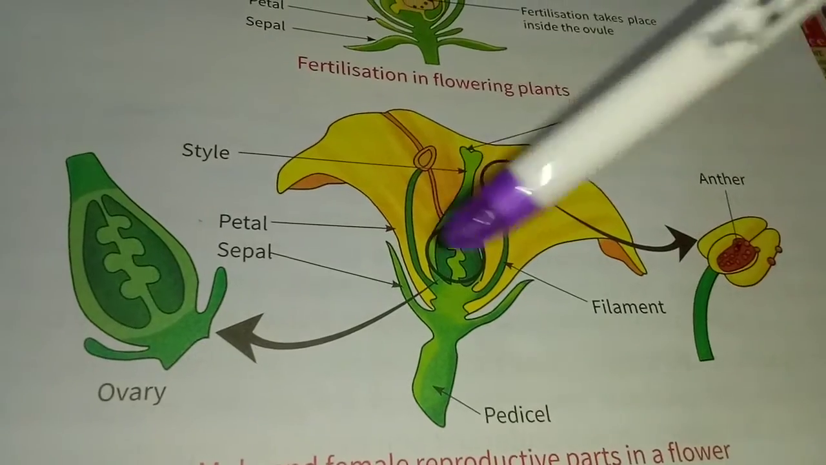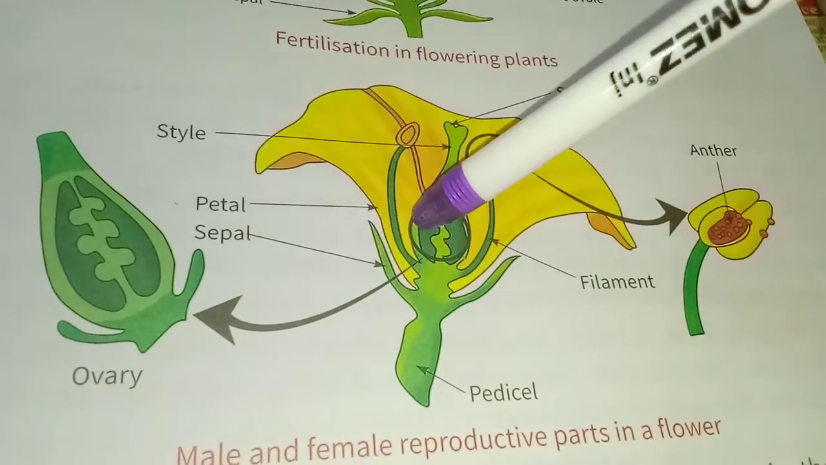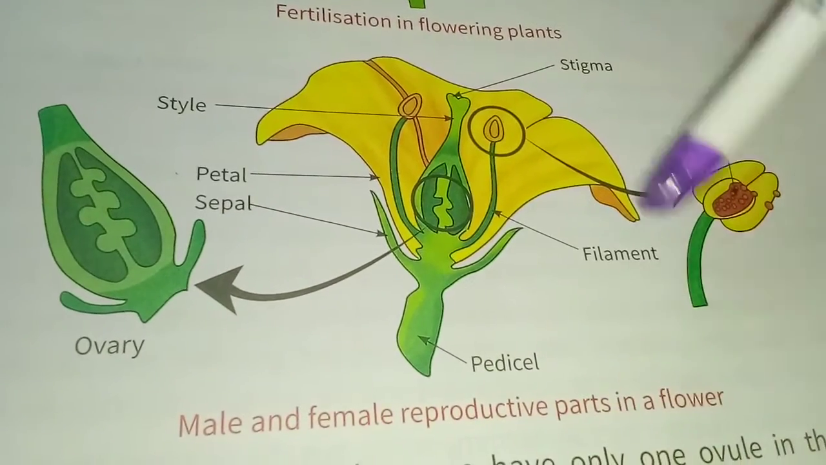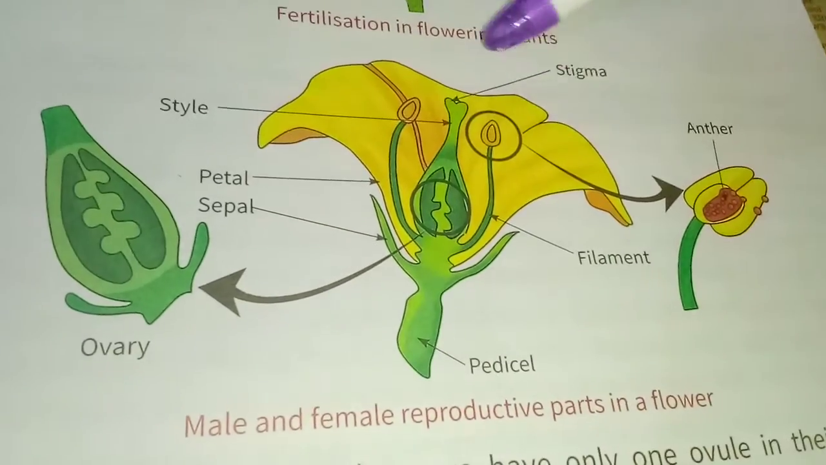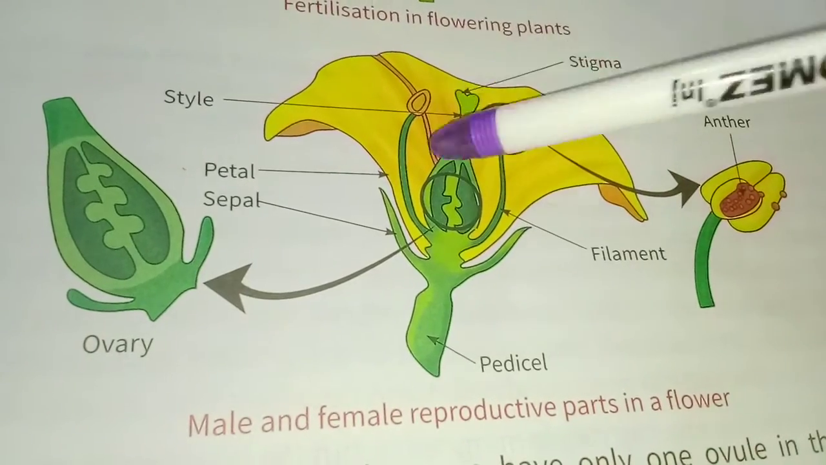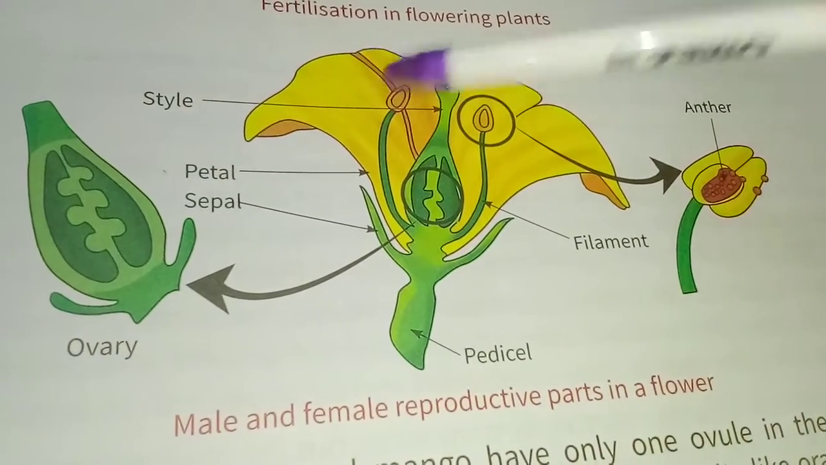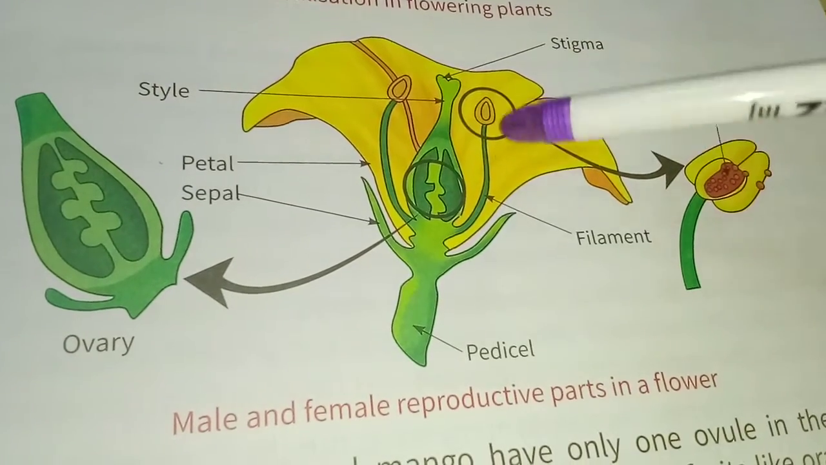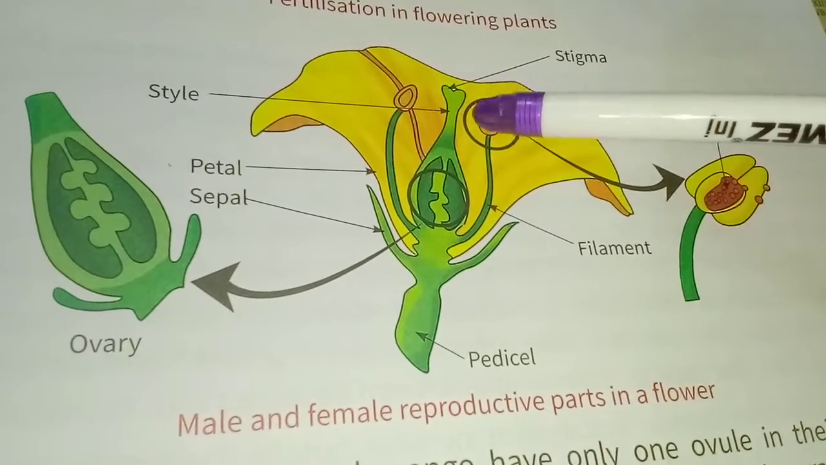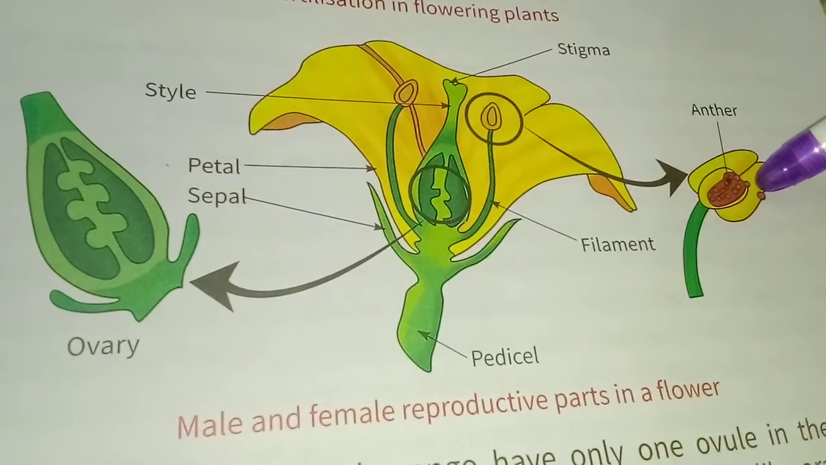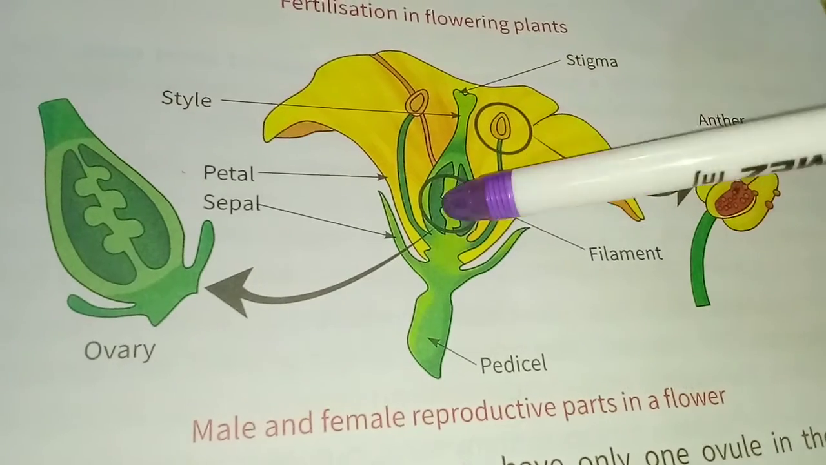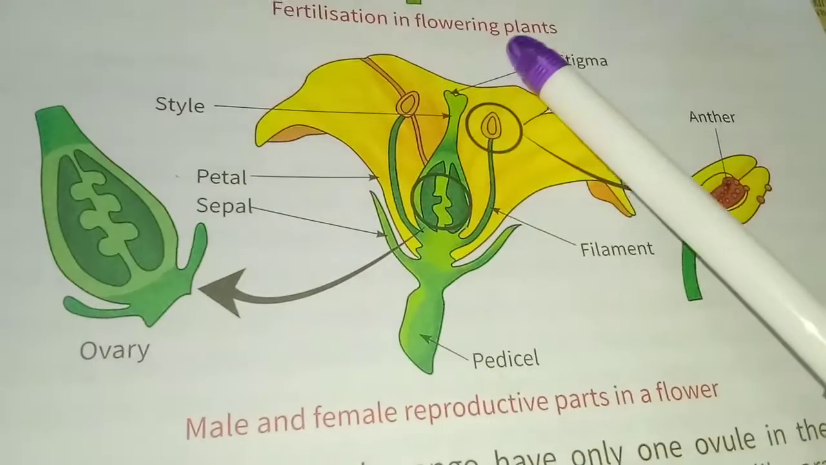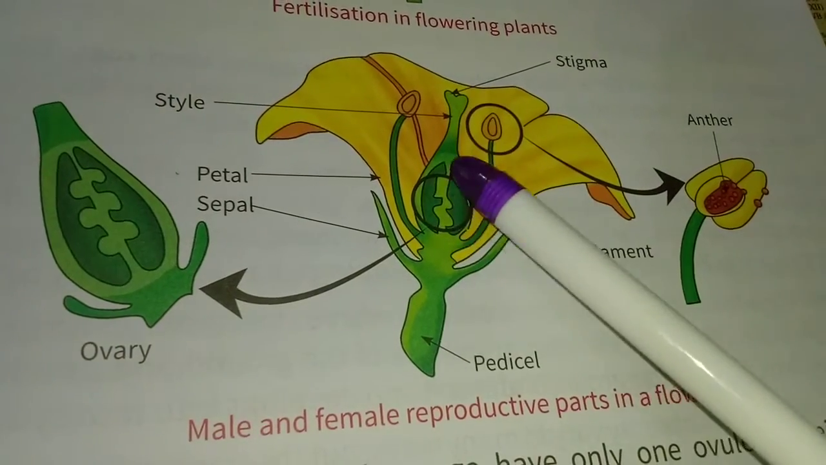Okay, now look at this diagram. This is the male and female reproductive parts of a flower. Here you can see sepal, petal. This is anther and filament. Anther, here filament, and this is ovary. This part is ovary. Okay, stigma. This is stigma, style, ovary.